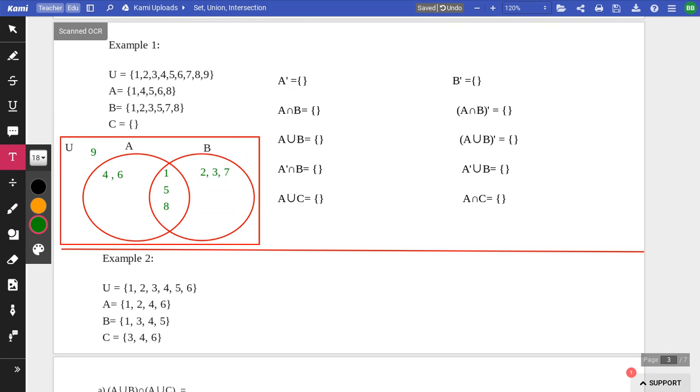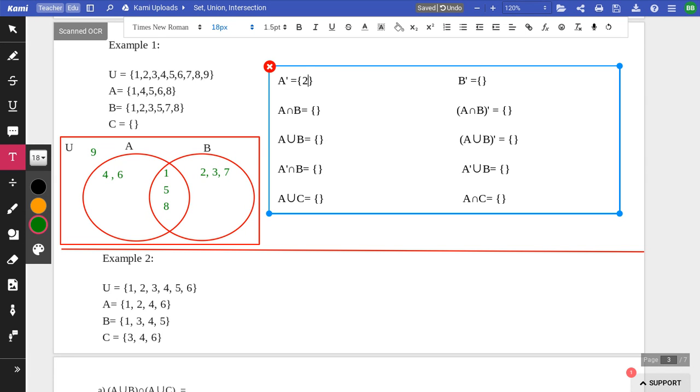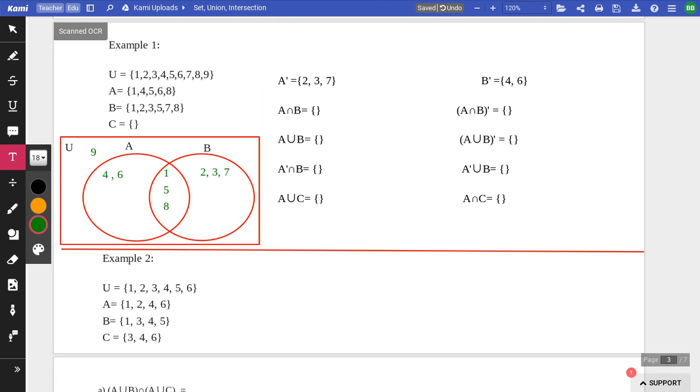So now we can identify everything else. So what's not in A? 2, 3, 7. So the Venn diagram kind of is a visual to help you solve these quickly. What's not in B? 4, 6. And hopefully you catch what I didn't put on here.